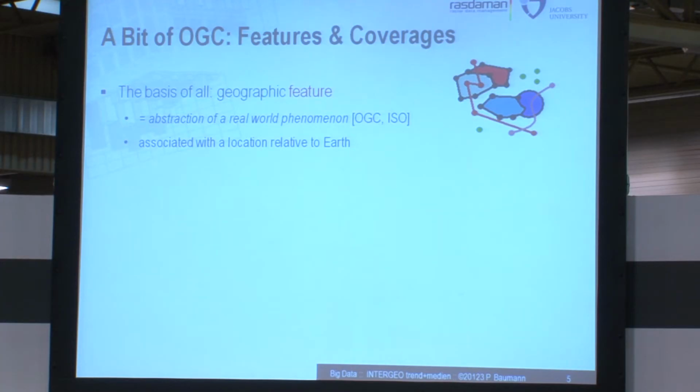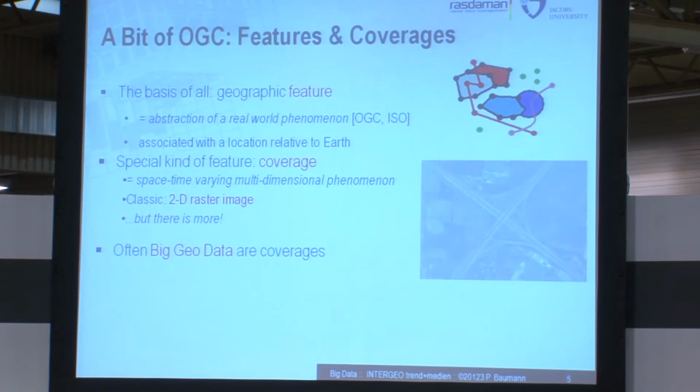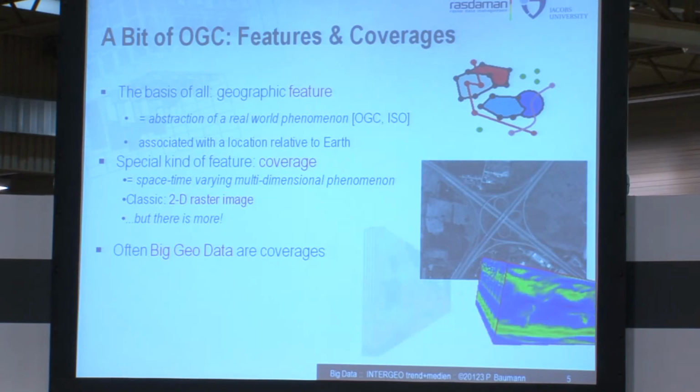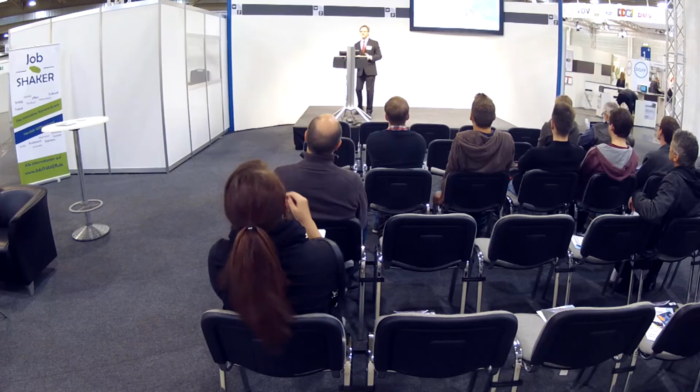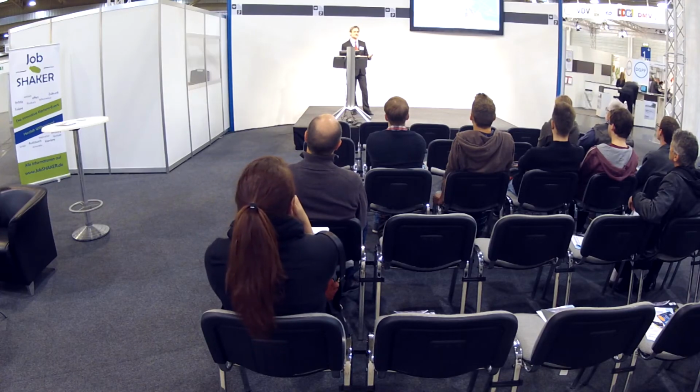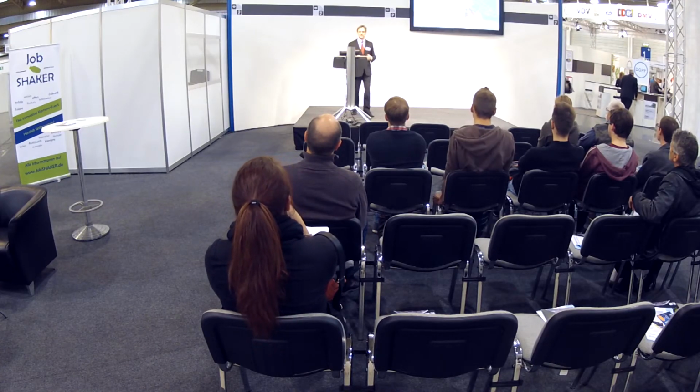We know all that the basic entity, the basic object is a feature, something that exists, has an identifier, and that can be associated with a location, space, and time. And a special kind of feature is a coverage. A coverage can be called a space-time varying phenomenon, or the digital representation of it. So something that we know as a classical two-dimensional raster image, orthophoto. But there's much more to it.